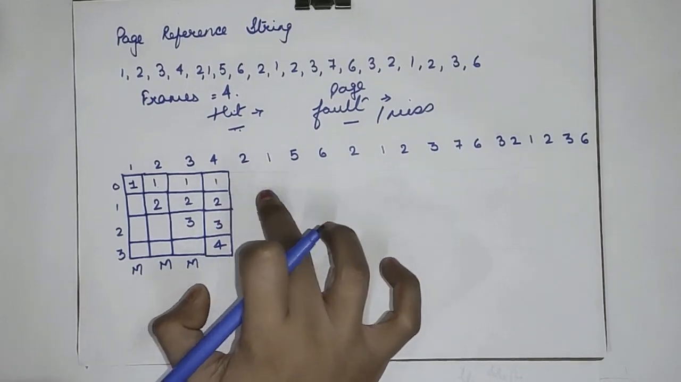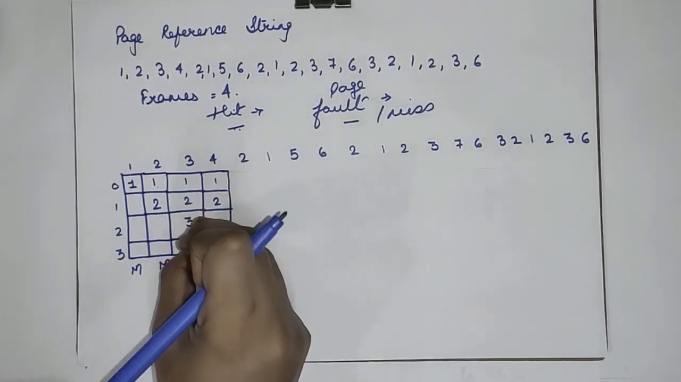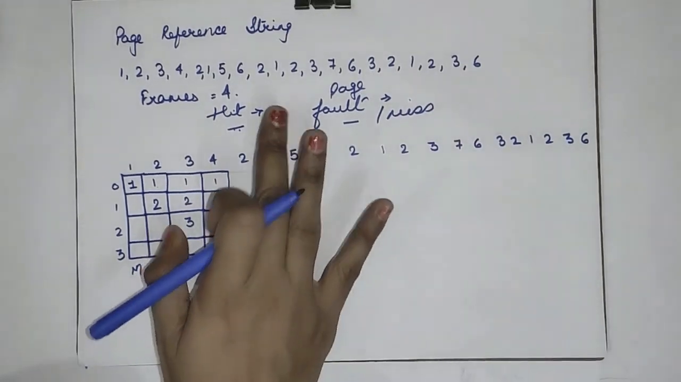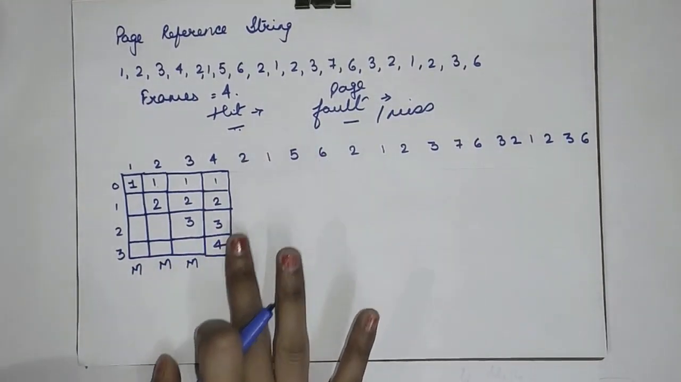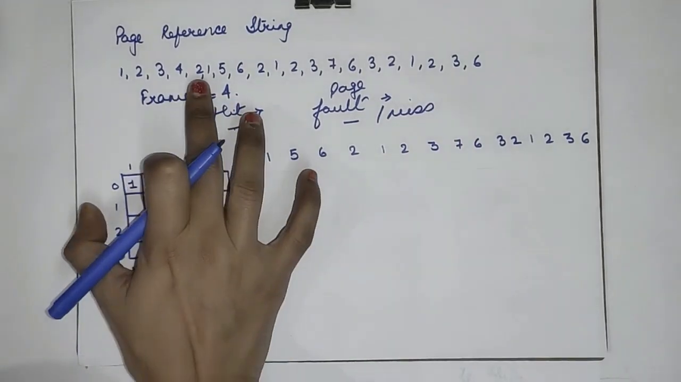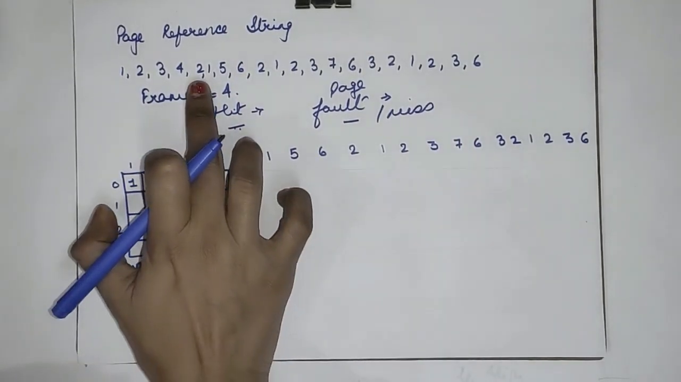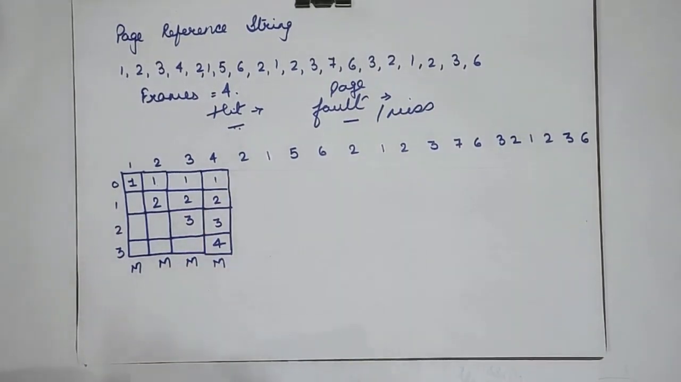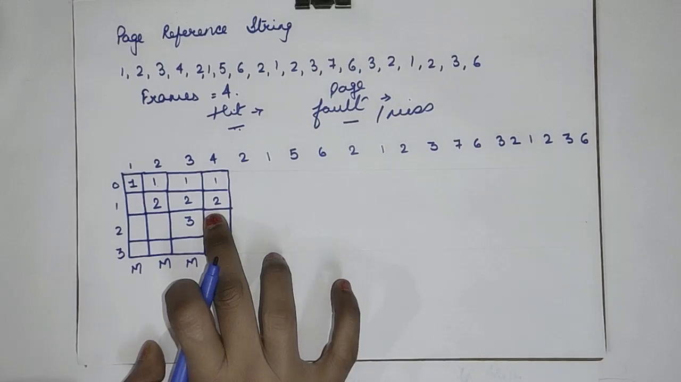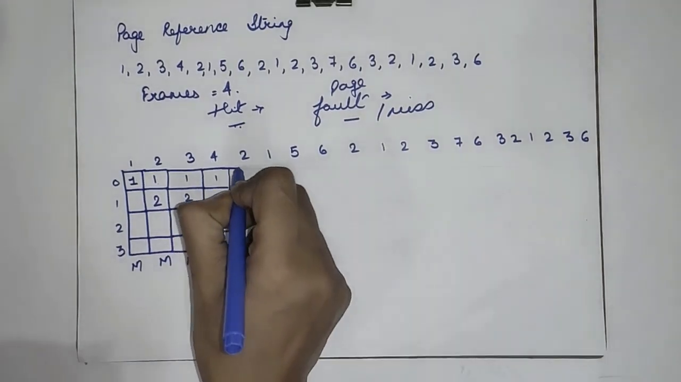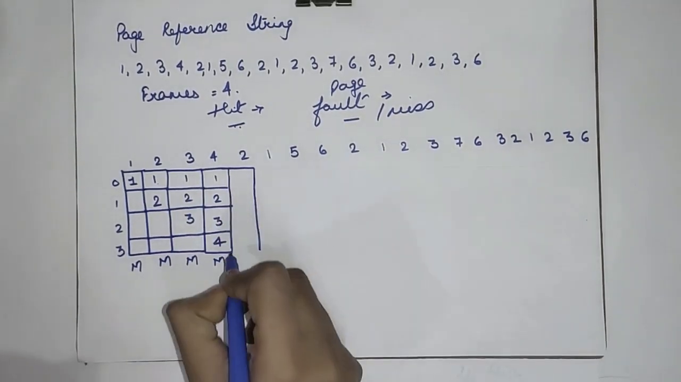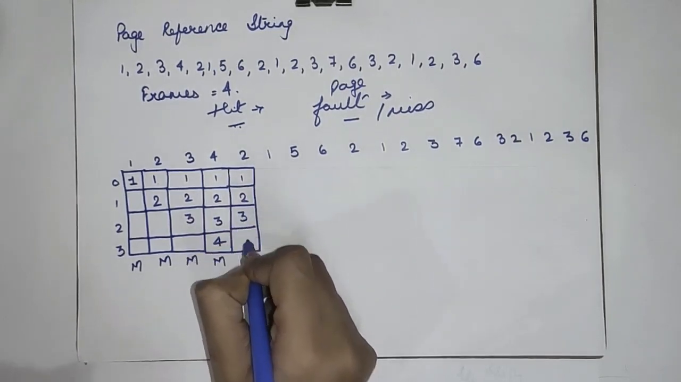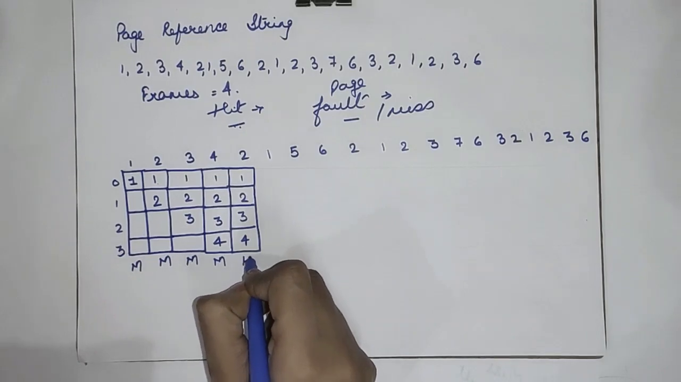So what will I have to do? I'll have to replace one of the pages and create a space for this new page, which is 5. But in this particular case, what page do I require next? It's 2. So I'll check whether 2 is already present in memory or not. I can see that 2 is already present in memory, so nothing has to be done. The configuration remains as it was and I got a hit.